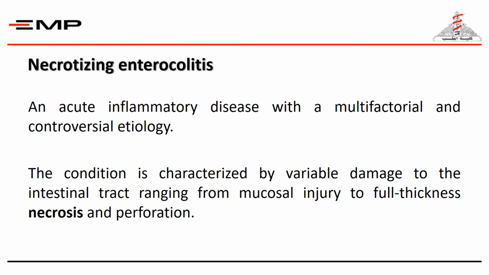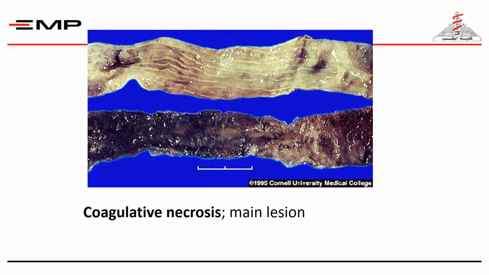What is necrotizing enterocolitis? It's an acute inflammatory disease with multifactorial and controversial etiology, and it is characterized by coagulative necrosis. This is the main lesion, and on reparative changes, fibrosis and granulation tissue is formed, leading to stricture later on. It is characterized by variable damage to the intestinal tract, ranging from mucosal injury to full thickness necrosis and perforation. This is a necrotic part of a small intestine, and the lesion usually starts in the terminal end.